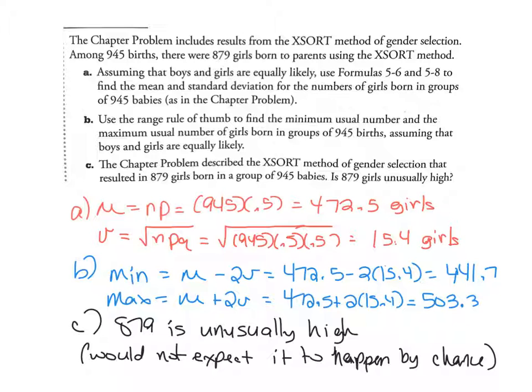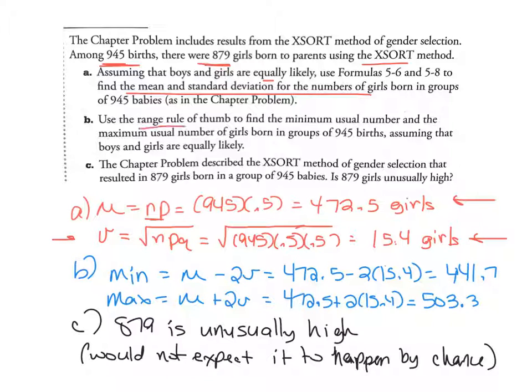All right, one more example here. The chapter problem includes results from the XSort method of gender selection among 945, that's our n, that's our sample size. 879 were girls using XSort. Part A: assuming that boys and girls are equally likely, find the mean and standard deviation for the number of girls. It is binomial because it's either boy or girl, 2 outcomes, and there's a fixed number of events. I did n times p, so I would expect 472.5 girls. I also found the standard deviation, square root of npq, and got 15.4.